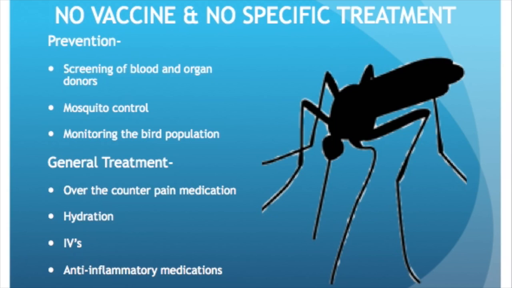As for treatments, there are some general things that can help those suffering the symptoms of West Nile virus, such as over-the-counter pain medication, staying hydrated if they're vomiting or have diarrhea, or in more serious cases, IVs, anti-inflammatory medications, or intensive medical monitoring. The CDC also reports that various drugs have been evaluated or empirically used for West Nile virus disease. However, none have shown specific benefit to date.